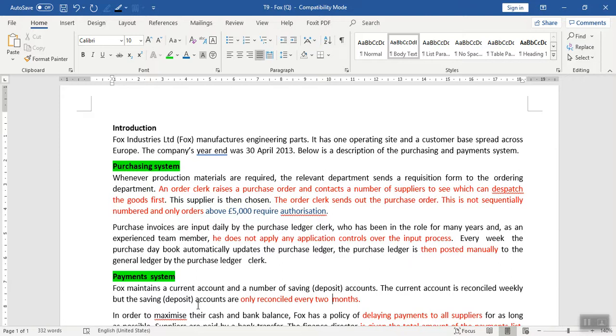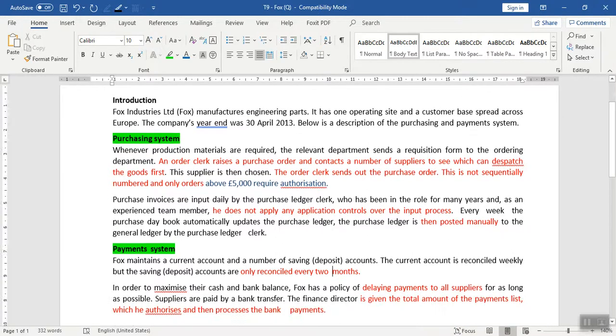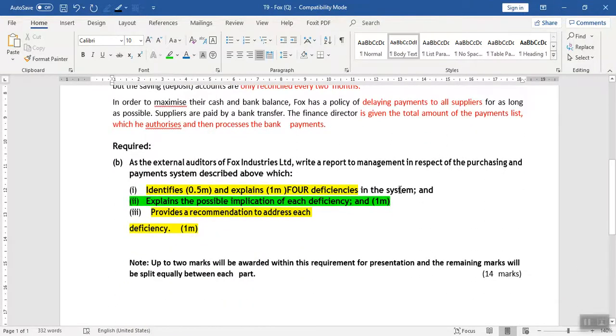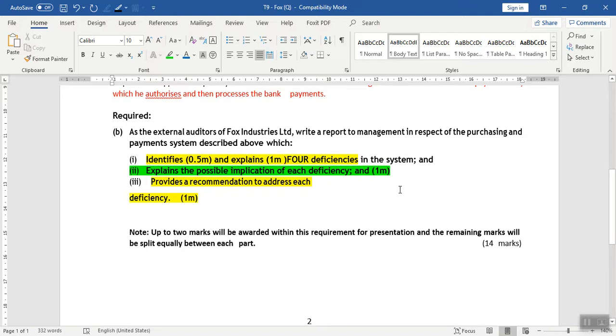So every time you receive a case study question, please go to the requirement first because we have to be very clear what the question wants, how many marks, and how long we can spend on this question. So, required: as the external auditor of Fox Industry, write a report to management in respect of the purchasing and payment system described above. The first thing, what do they ask you to do? They ask you to identify and explain deficiencies in the system, explain the possible implication, and also provide a recommendation to address each deficiency. They give you 14 marks.